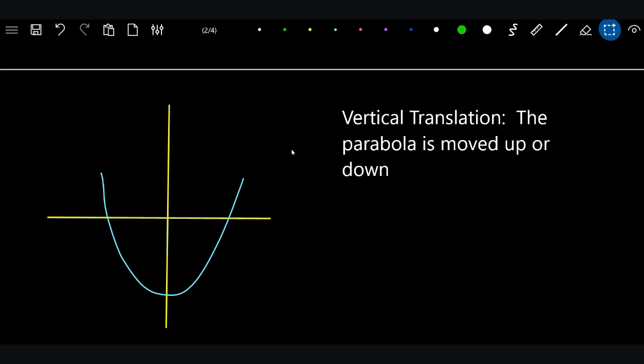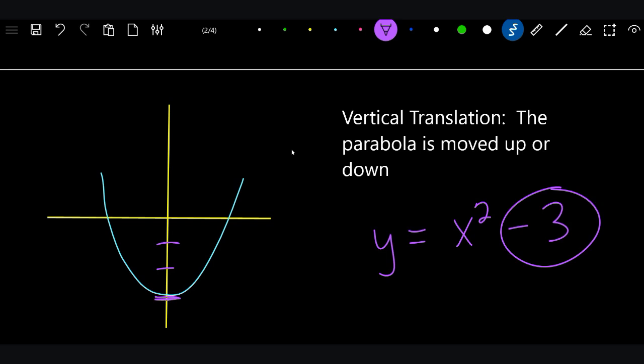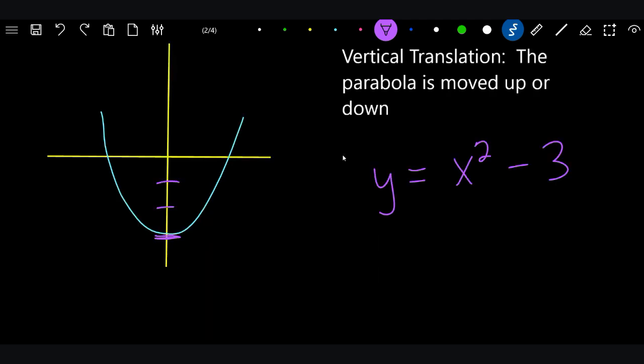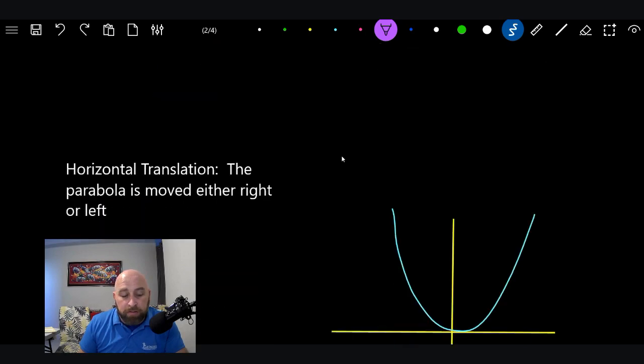It just moved up and down. Well, what does that one look like? Well, that one looks like y equals x squared plus 3. If we add a constant, actually, let's do this because this is minus 3. We'll call this minus 3. And so this one is a minus 3 because I moved it down. If it was a plus 3, it would have moved it up. Okay? And so that is a vertical translation, moving it up or down 3 spots. You can move it up or down 10 spots or 20 spots. It doesn't matter. All right.